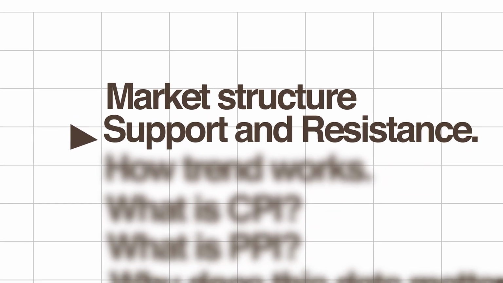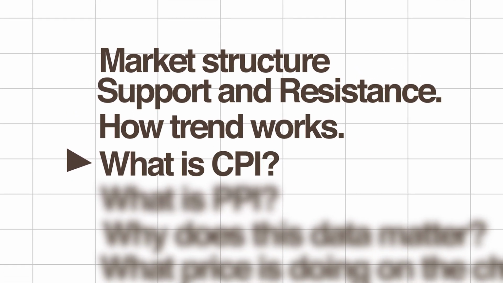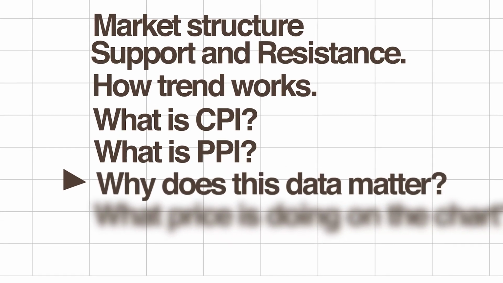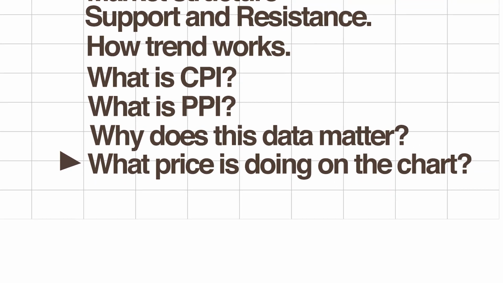So if I could go back, I would spend time learning simple things like market structure, support and resistance, how trend works, what is CPI, what is PPI, why this data matters, and what price is doing on the chart. Those are the basic things I would first understand about the market. This will help you stop overthinking. You'll start seeing the market like a story, not just random candles.